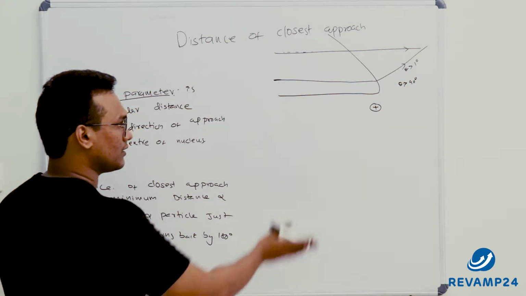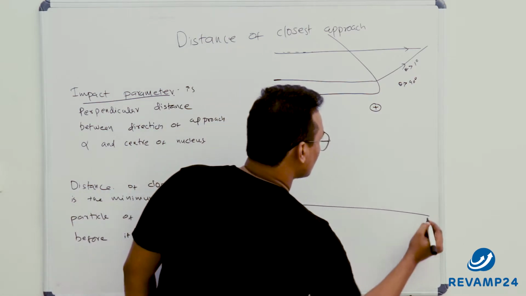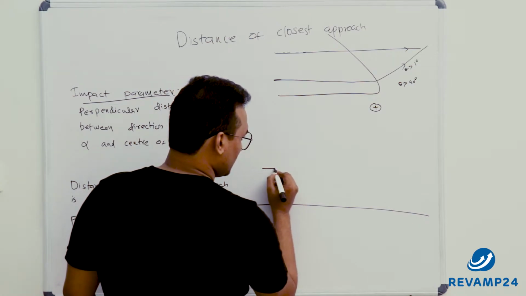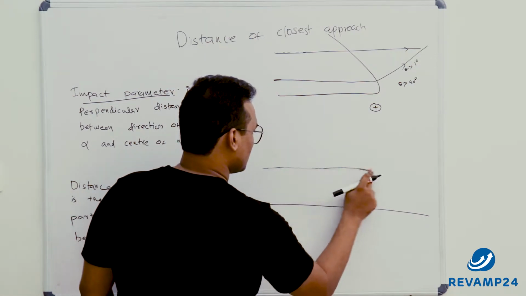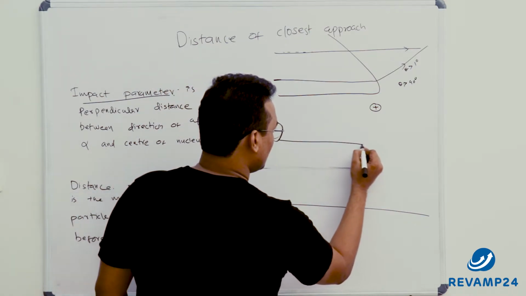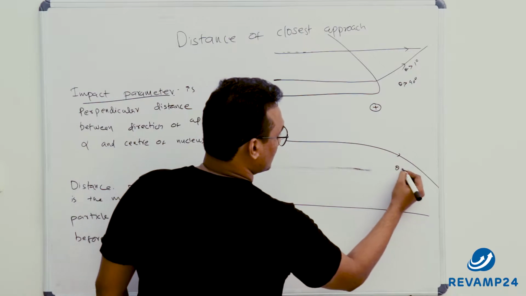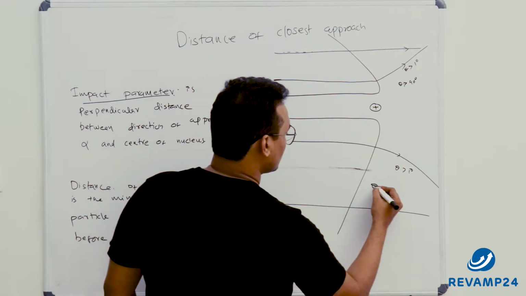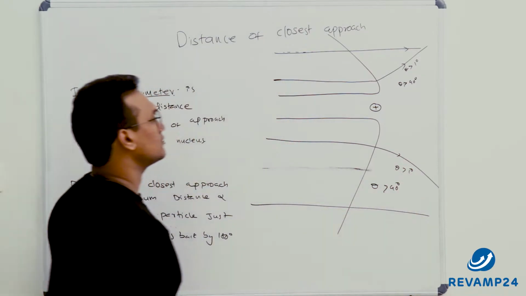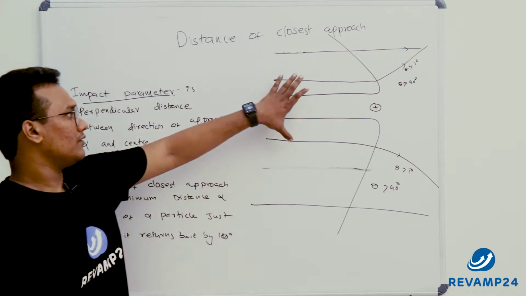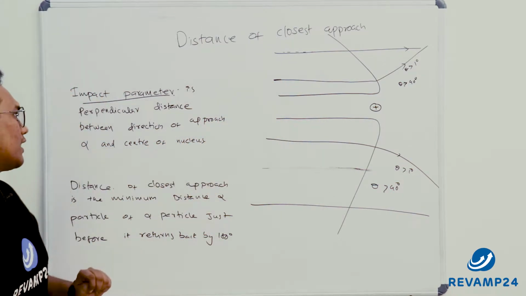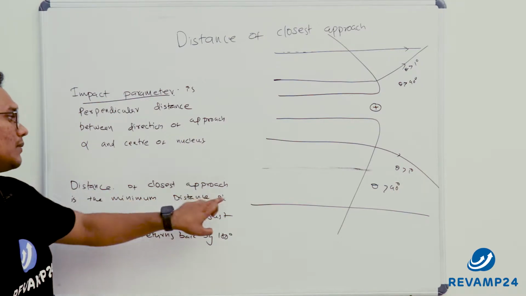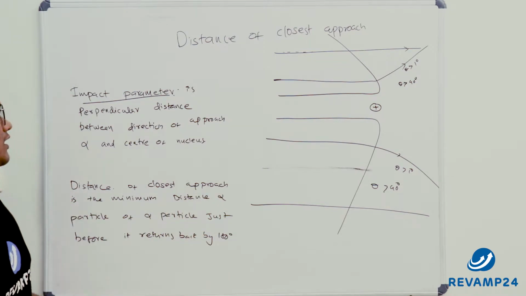So let me redraw it on this side as well. Undeviated. Now, very close, what will happen? Before that, in between, when it is closer to the nucleus, it will deviate by an angle theta more than 1 degree. Now it is very close: theta greater than 90 degrees. With this experiment, we will learn two parameters. One is the impact parameter and the other is the distance of closest approach. This one is very simple, and I'll explain it to you.